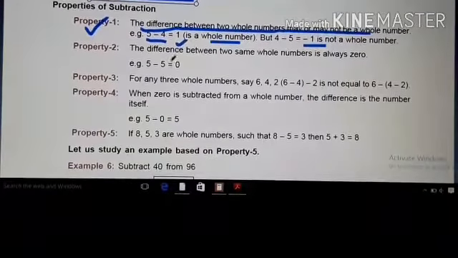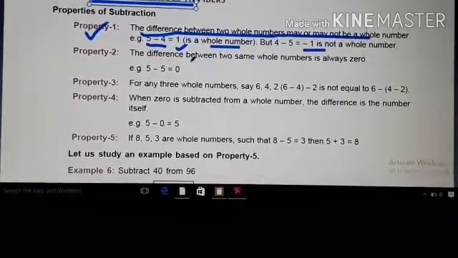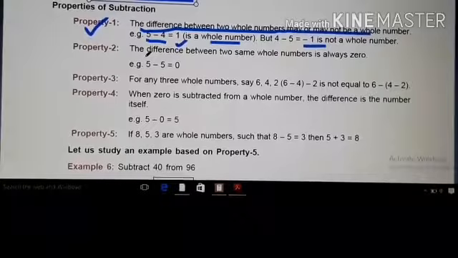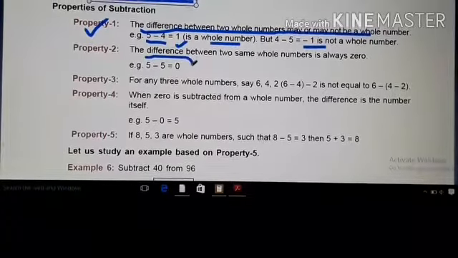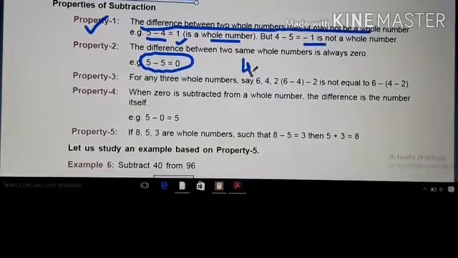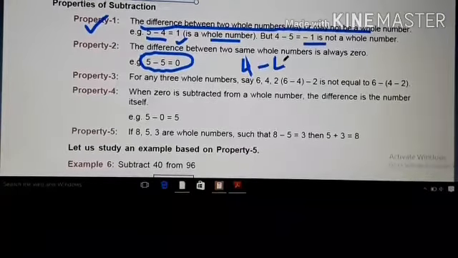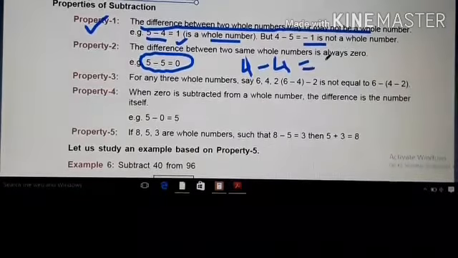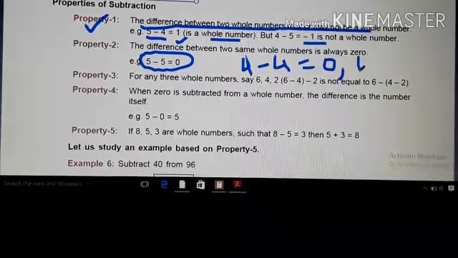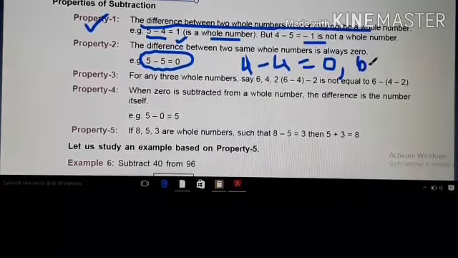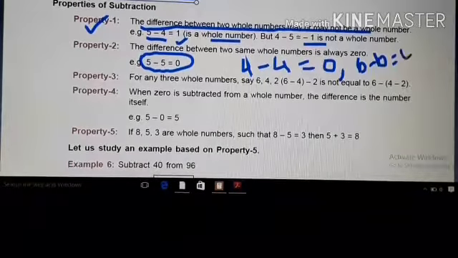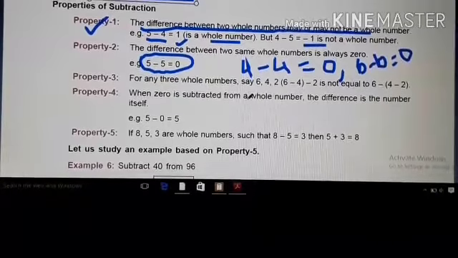Now, the difference between two same whole numbers is always 0. That is, when we subtract the same number, this gives you 0. That is, 4 minus 4 is equal to 0. That is, b minus b is always 0 if b is a whole number, that is, any whole number.